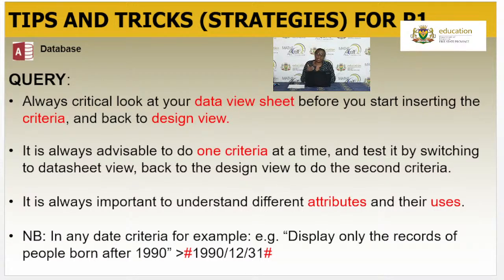Don't do all those criteria at once, because once you do all of them at once and one of them is not working, you become frustrated. You waste time. You want to correct the first criteria and then it does not work. So it is better to start with the first criteria, test it, go back to the datasheet view to check whether it is working. If it is working, you go back to your design view so that you can do the second criteria.